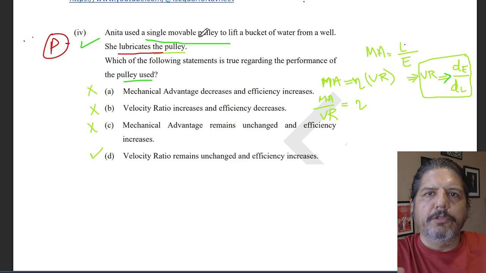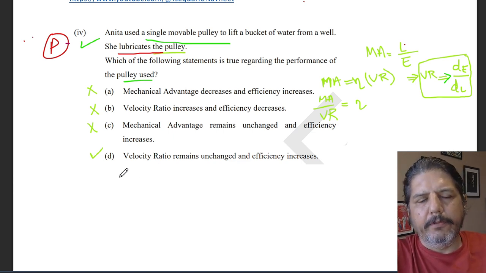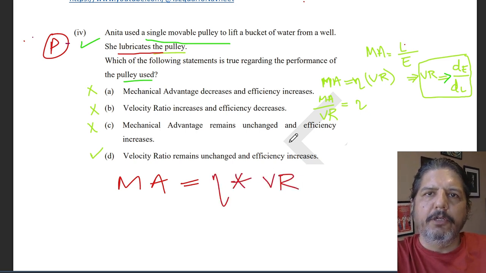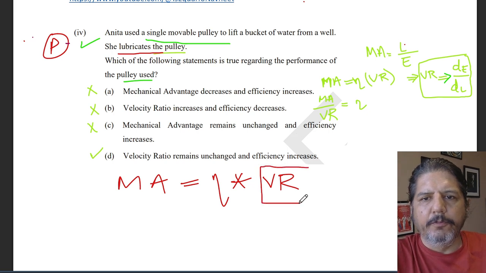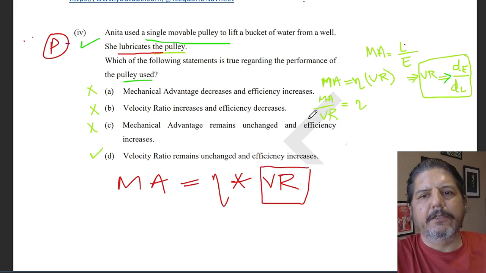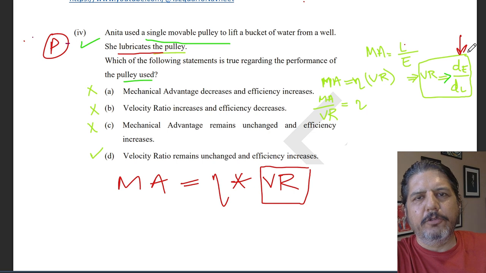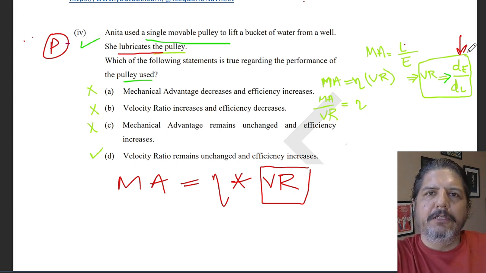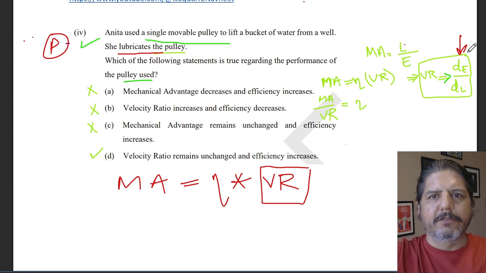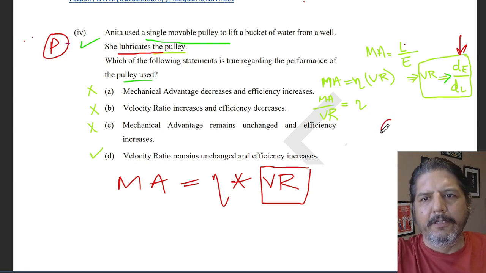See, in all these questions, what you need to understand is the formula that we have, that mechanical advantage is equal to efficiency into VR. A thumb rule that you can understand is about the velocity ratio. We know by definition it is the ratio of the distance moved by the effort and the distance moved by the load. So velocity ratio remains constant because the distance moved by the effort and the load remains constant.